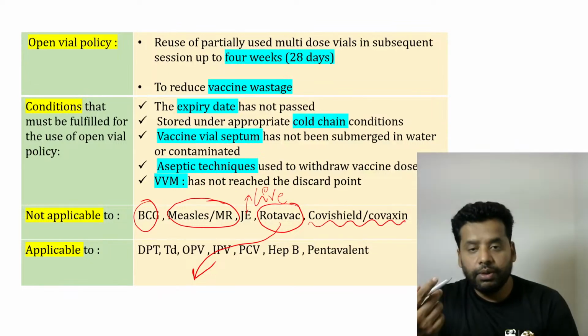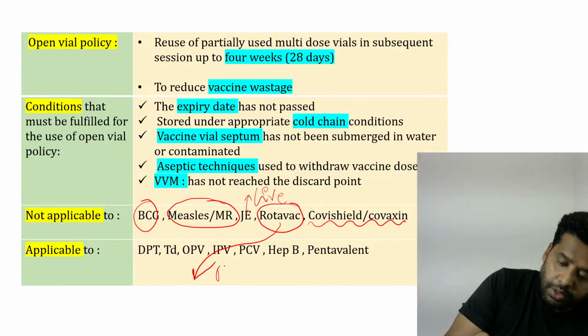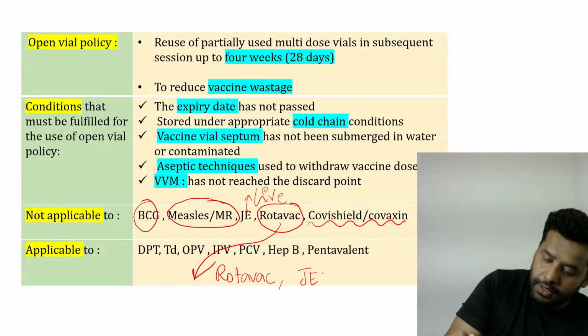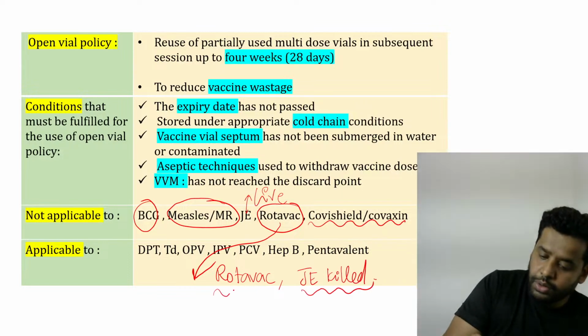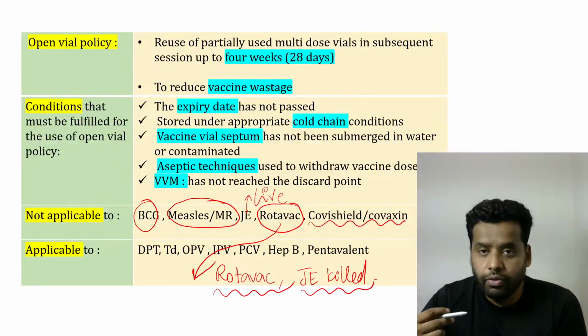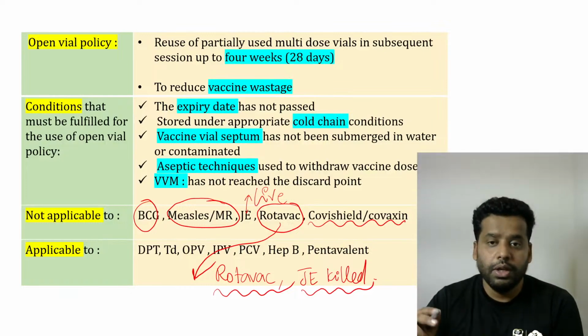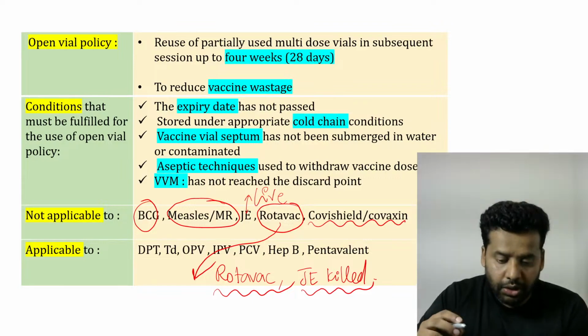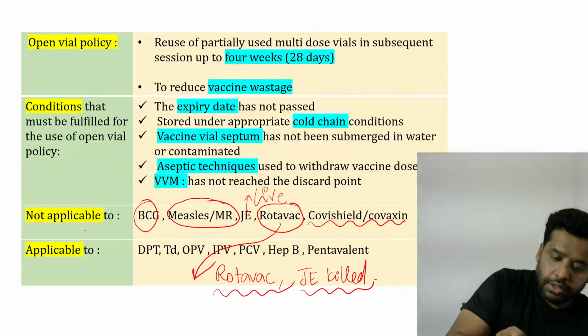So JE live, you cannot use it, but Rotavac, Japanese encephalitis killed vaccines, which is liquid, you can use it in the next session. So what is not used? Rotavac, it is used now. Before it was not used in the next session. Now we are having multi-dose vials. So for example, now remember like this, not applicable to BMJ.